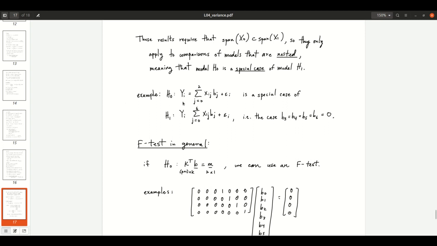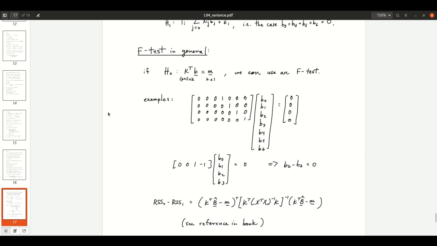So remember, the null model or the reduced model is y_i equals the sum over j equals 0 to 2 of x_ij b_j plus epsilon_i, and the full model was the sum over j equals 0 to 6, which includes the grandparents.